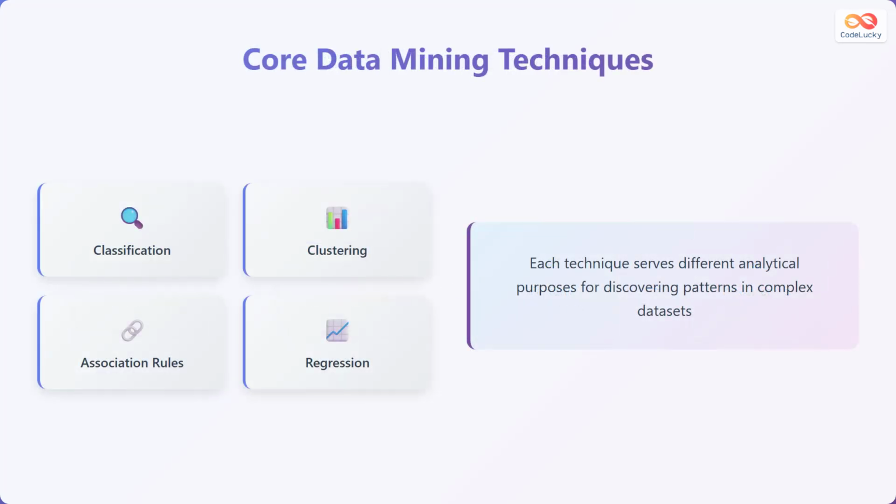There are several core techniques used in data mining, and each serves different analytical purposes for discovering patterns in complex data sets. These include classification, which categorizes data into predefined classes, clustering, which groups similar data points together, association rules, which identify relationships between items or events, and regression, which predicts numerical values based on historical data.